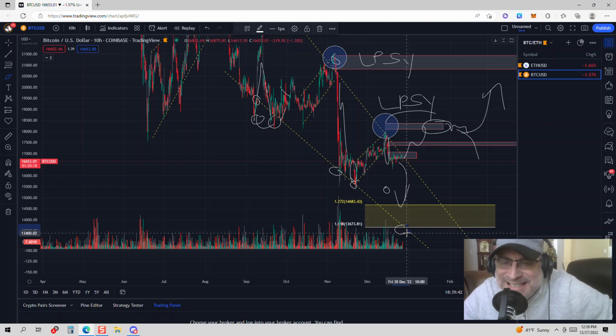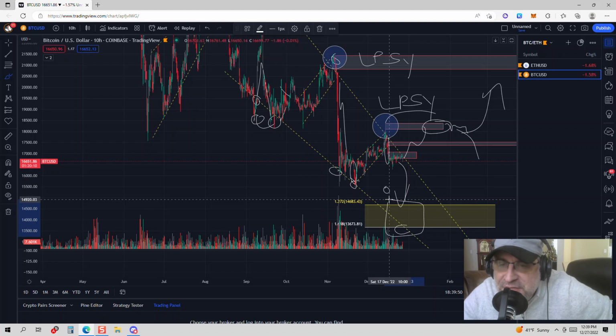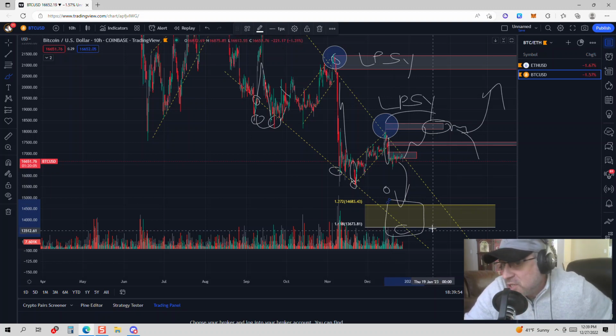Now the 14.6 to the 13.6, what is that? This $1,000 price range in here could be a bottom, or we could just break.